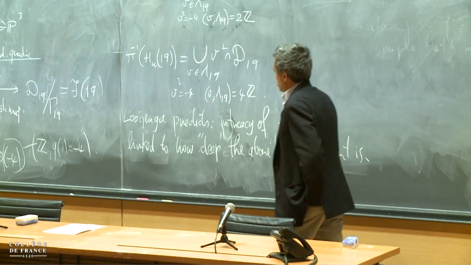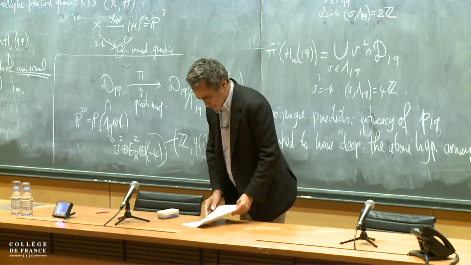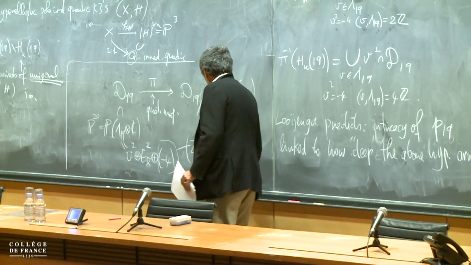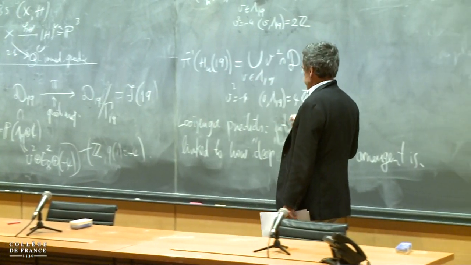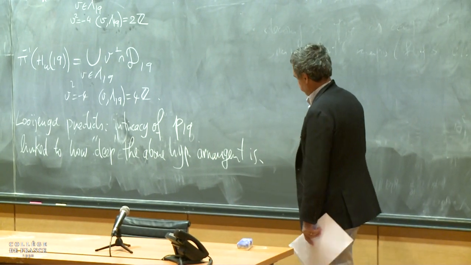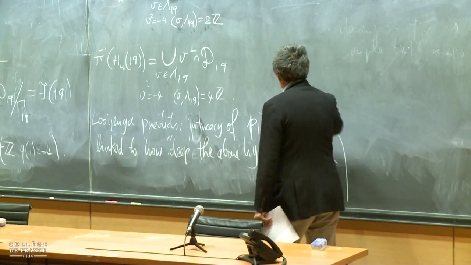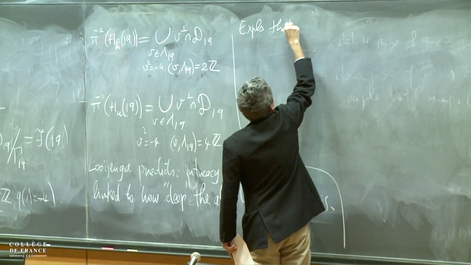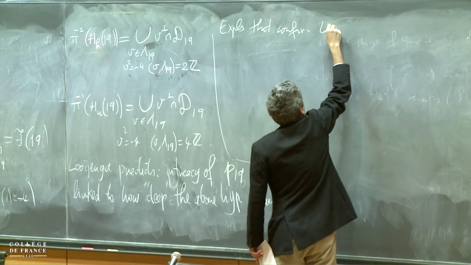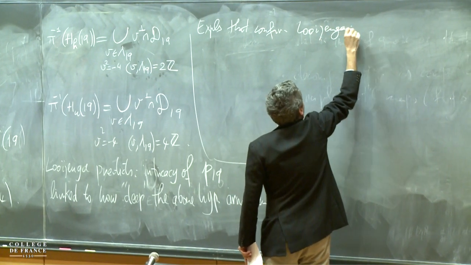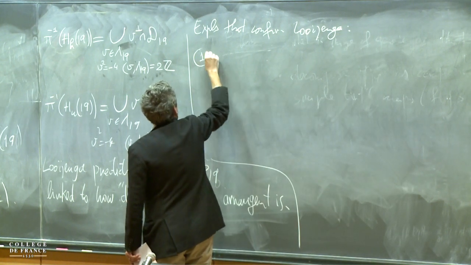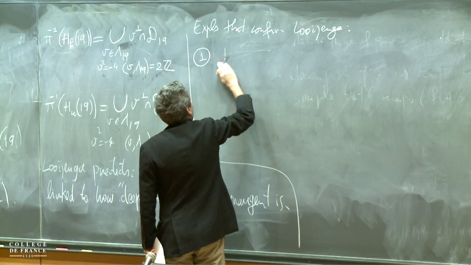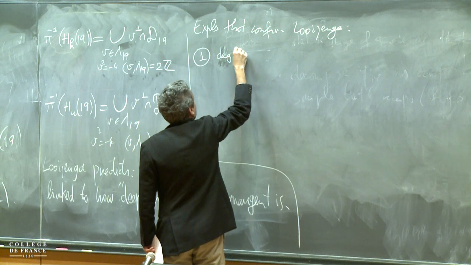Okay, so this might sound mysterious. I'll give you a few examples to explain what I mean by this. So let me give you 2 examples where Looijenga's prediction is completely accurate, examples that confirm Looijenga. So the first one is you look at the moduli space of degree 2 K3s.